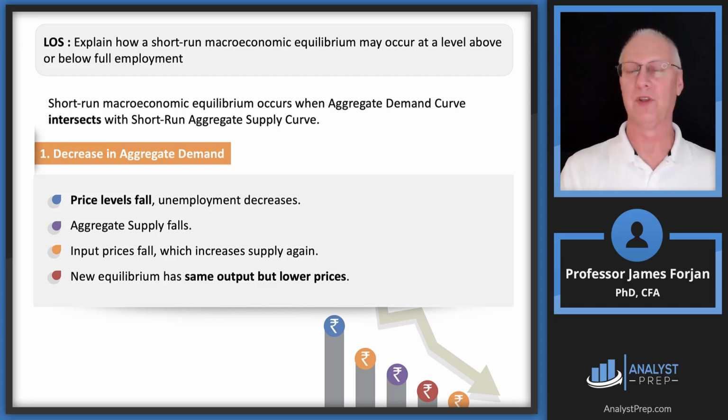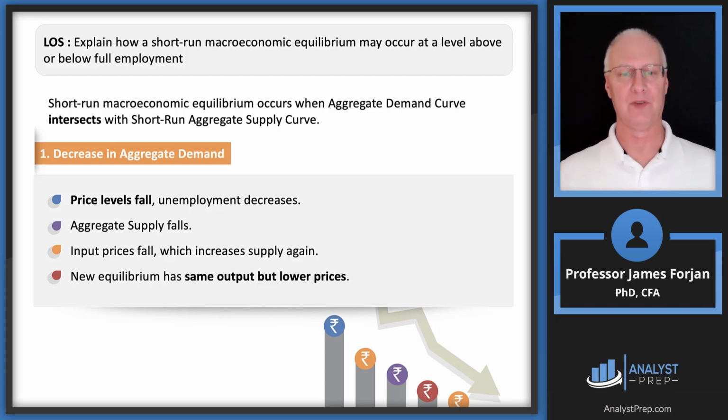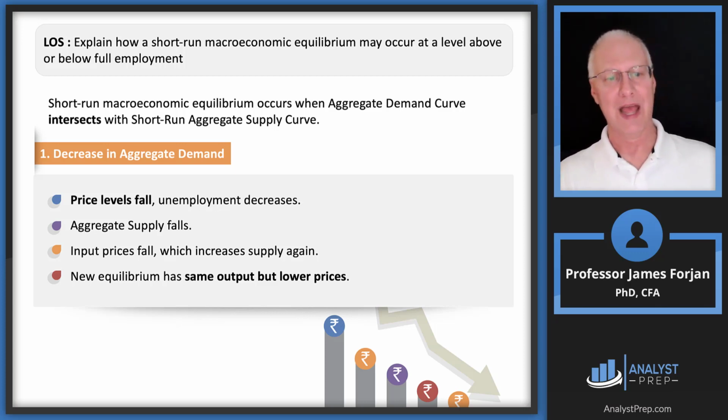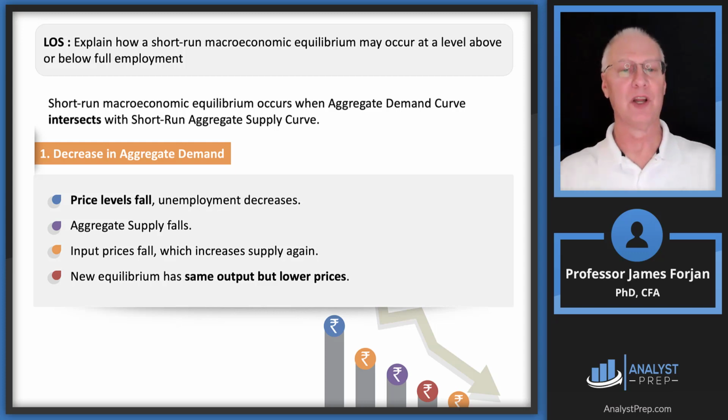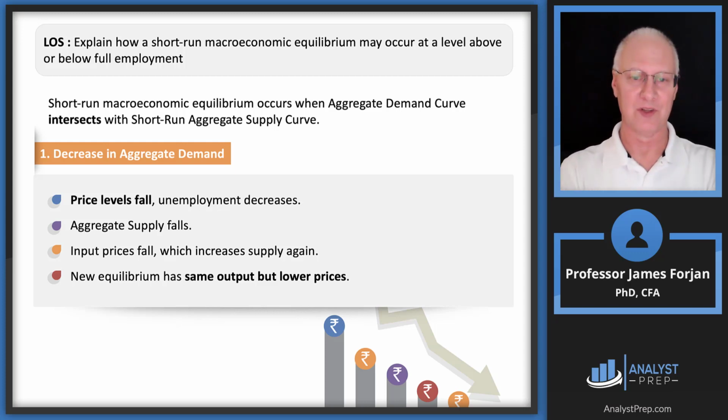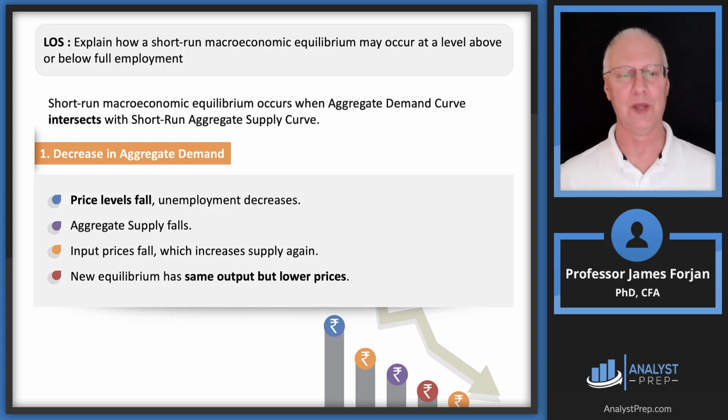Those input prices then fall. And then some businesses say something like, hey, since I can hire workers at a lower input, and I can have access to these raw materials and natural resources at lower input, those input prices fall, then businesses are going to start investing again, increases the supply, right? So the new equilibrium has the same output, but lower prices.